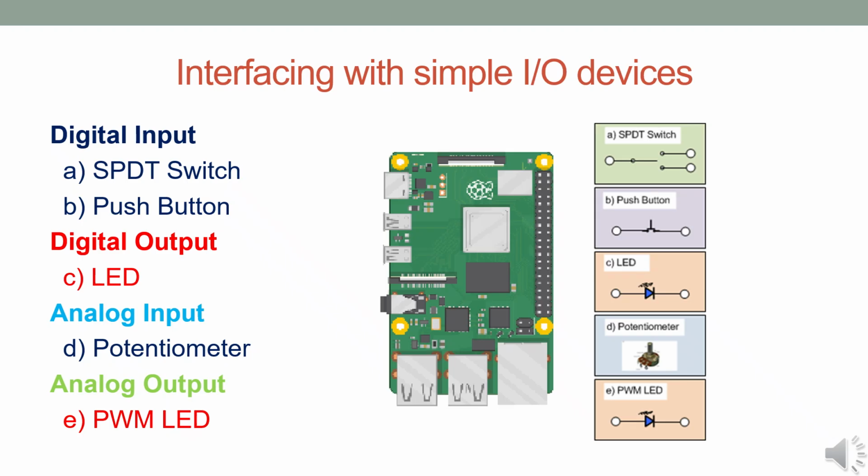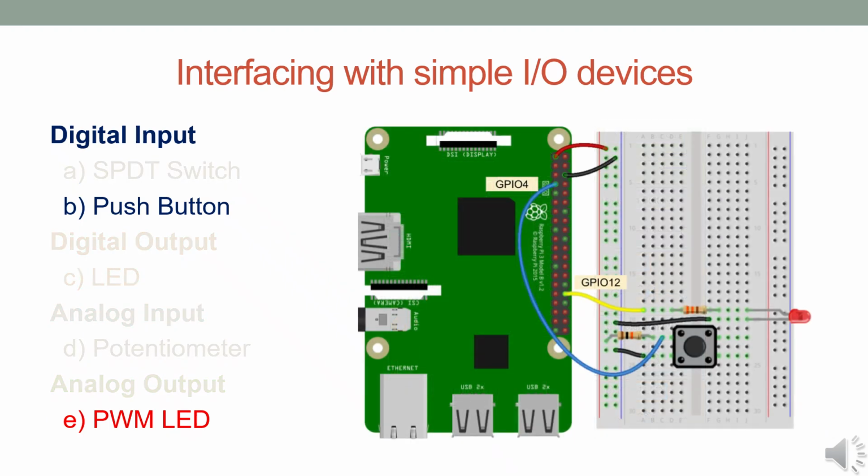Overall, gpiozero and Python make it easy to interface with simple I/O devices by abstracting away the technical details and providing device-specific classes. This not only speeds up development, but also makes the code easier to read, maintain, and expand. Whether we are reading switches and buttons, controlling LEDs, measuring a potentiometer, or dimming lights with PWM, gpiozero turns complex hardware interactions into clear, concise Python commands.